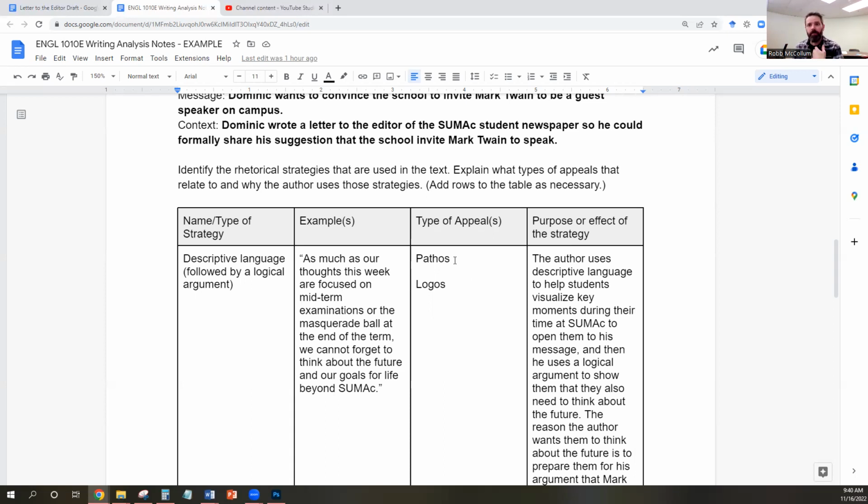And I think that can be an appeal to pathos. It tries to get the audience thinking about some key memories from their time at the university and helping them relate to the speaker because they have those shared experiences. But then I think there's also a heavy emphasis on the logos. It's trying to help the audience understand that you can't just think about the now. You need to also be preparing and thinking about the future.